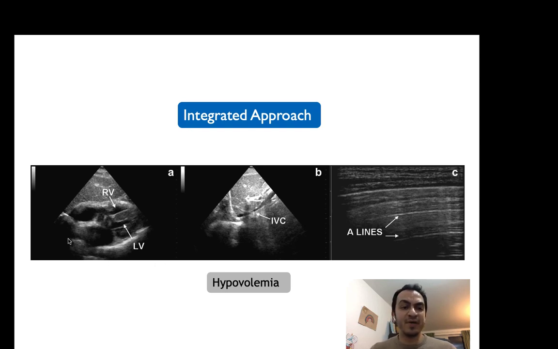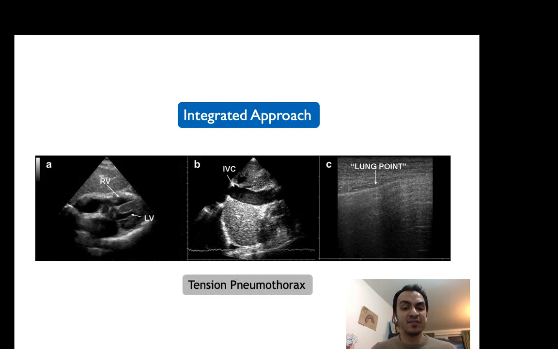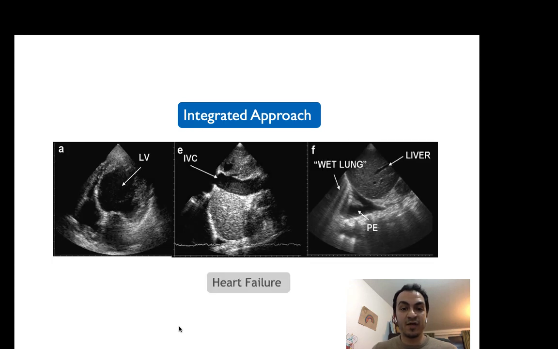For example, if your patient has a hyperdynamic left ventricle, small right ventricle, flat or very thin inferior vena cava, and multiple A lines and no signs of B lines or interstitial edema, you would likely consider hypovolemia and give fluid. But in another scenario, if your patient has a hyperdynamic left ventricle, for example, a bit of dilated right ventricle, dilated IVC, and the presence of a lung point, you would then consider the presence of pneumothorax.